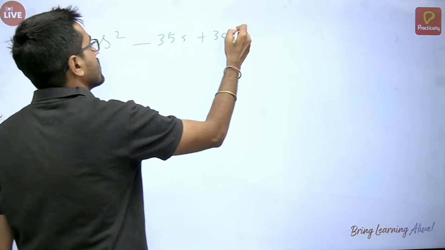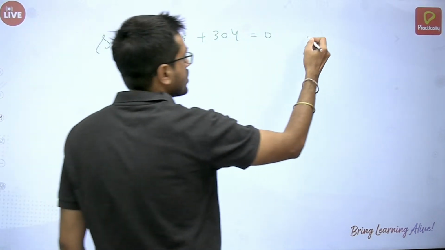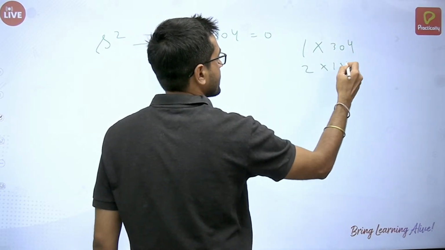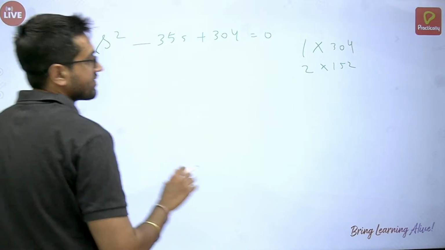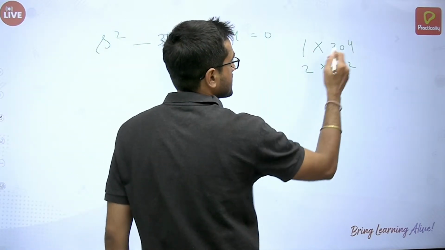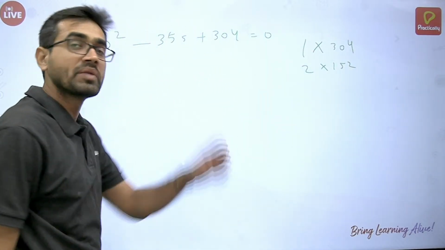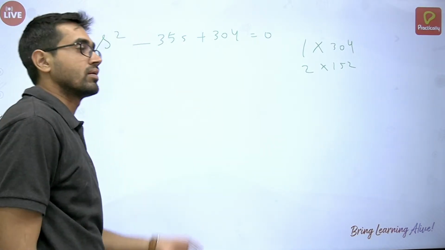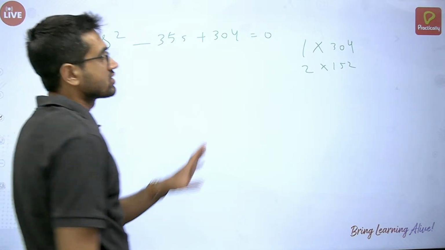So my method should not fail ever. I'm pretty sure about it. So 2 into 152. You have to add and get 35. So you have to go on a bigger number scale. 3 plus 4 is 7. It won't be divisible by 3. So don't check 3, don't check 6, don't check 9 ever. 5, nothing. Don't check anything because it won't work.